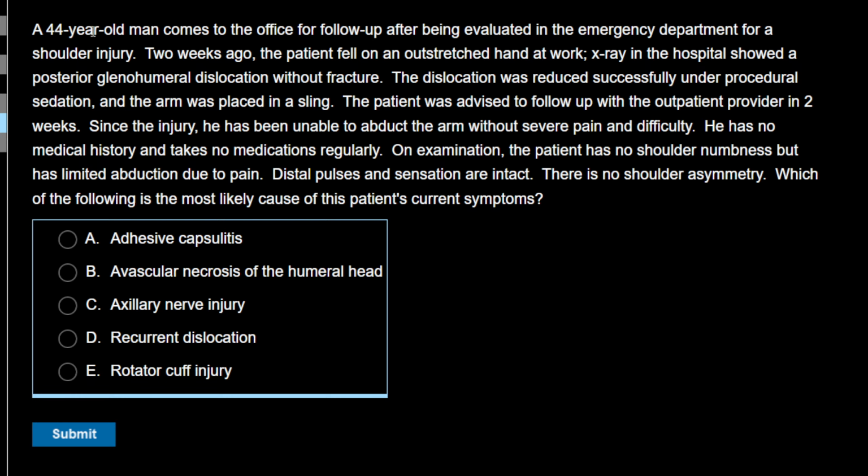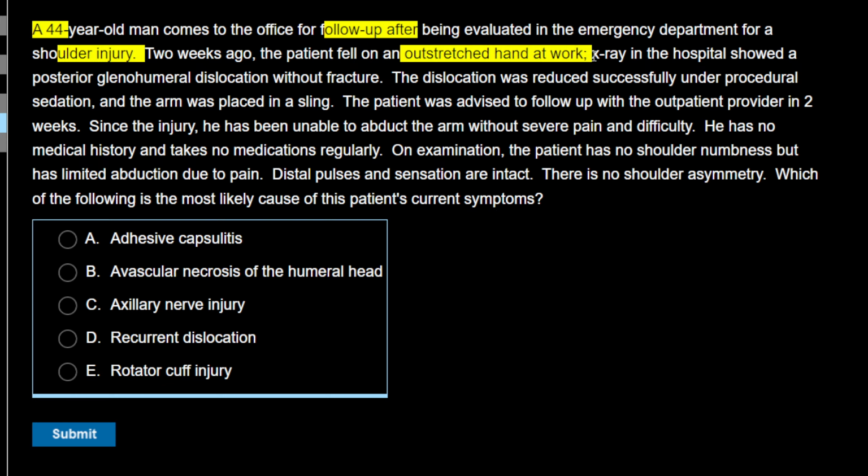A 44-year-old man comes to the office for follow-up after being evaluated in the emergency department for a shoulder injury. So, the 44-year-old man with a shoulder injury. Two weeks ago, the patient fell on a stretched hand at work. So her hand was stretched forward. The X-ray at the hospital showed a posterior glenohumeral dislocation without fracture.